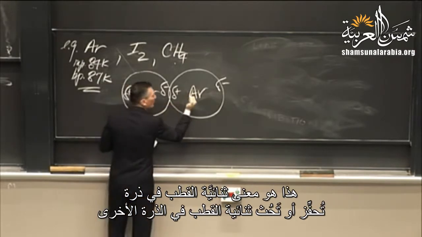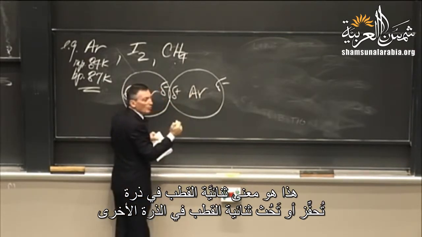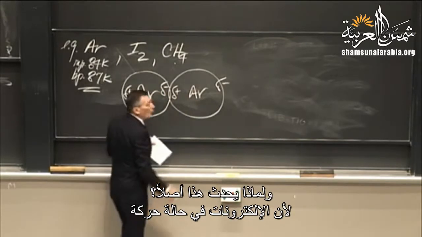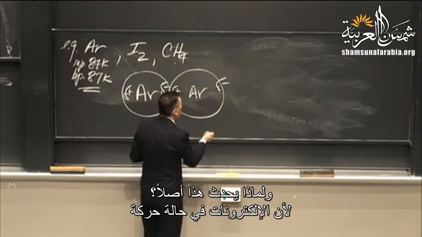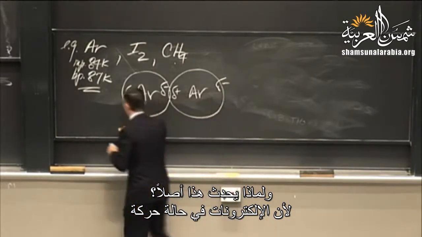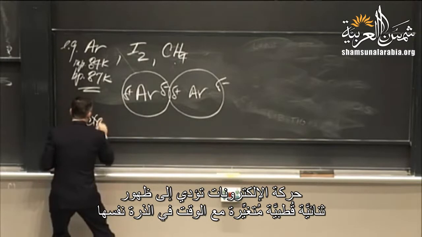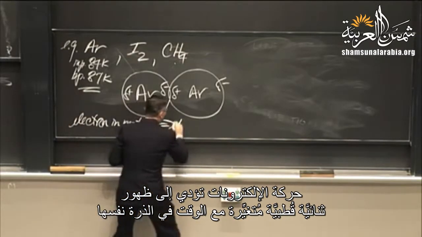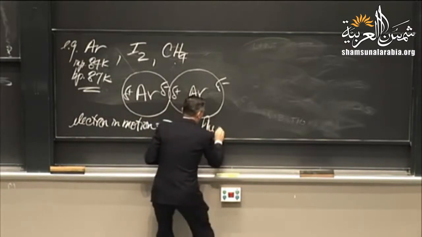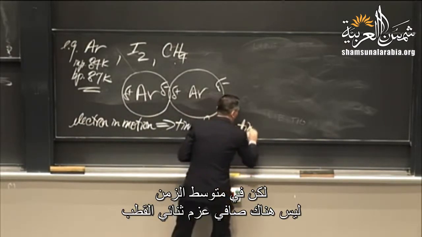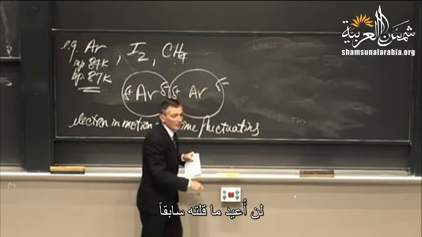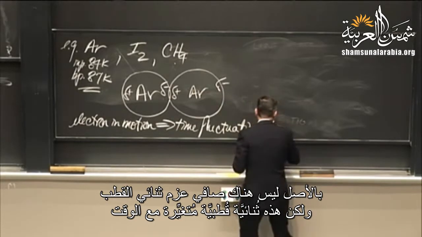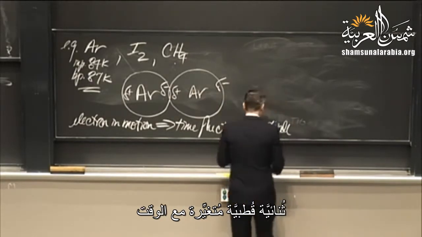So this is the dipole in one inducing a dipole in another. And why does it occur in the first place? It occurs because the electrons are in motion. Electrons in motion lead to time-fluctuating dipoles. Time average, there's no net dipole moment. I'm not going back on what I said before. There's no net dipole moment here, but this is a time-fluctuating dipole.